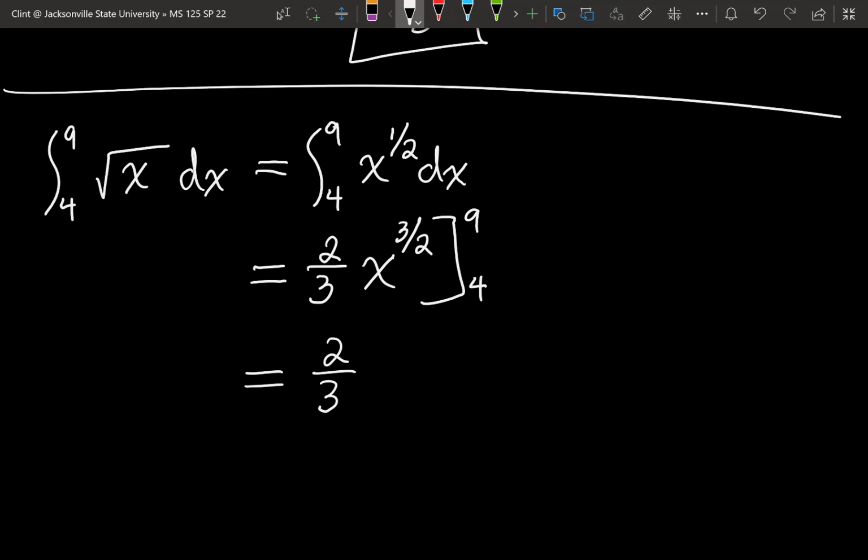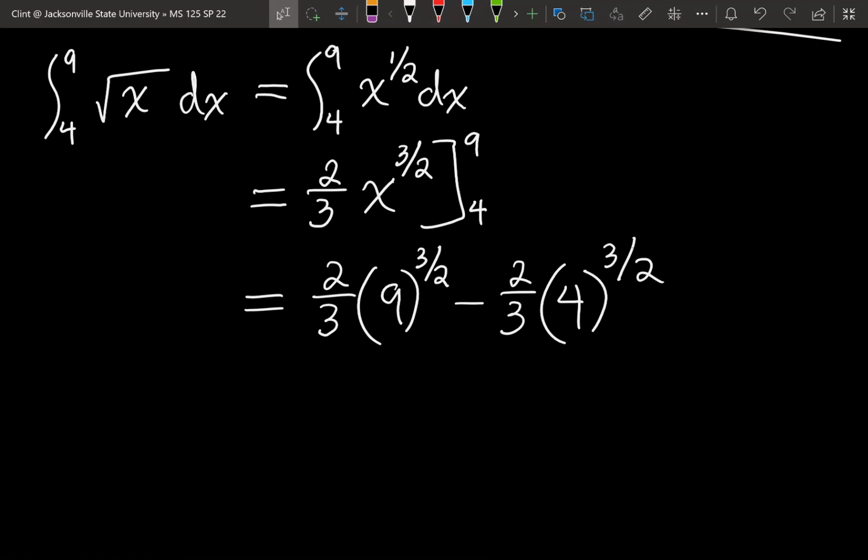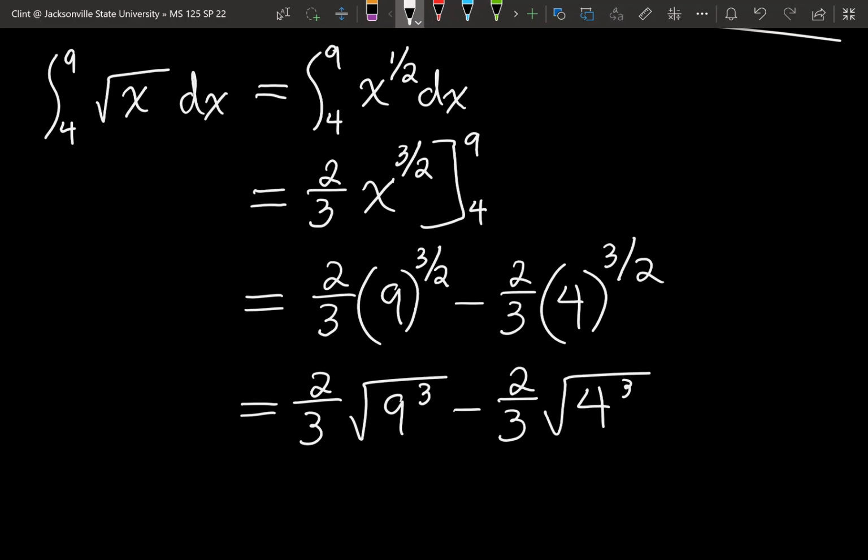So we do the top number first. So we'll have 2/3 times 9 to the 3/2 power minus 2/3 times 4 to the 3/2 power. And most of the time you could punch that in the calculator and get it. We could also rewrite this as square root of 9 cubed and square root of 4 cubed. And I changed the 1/2 part of the power back to square root.